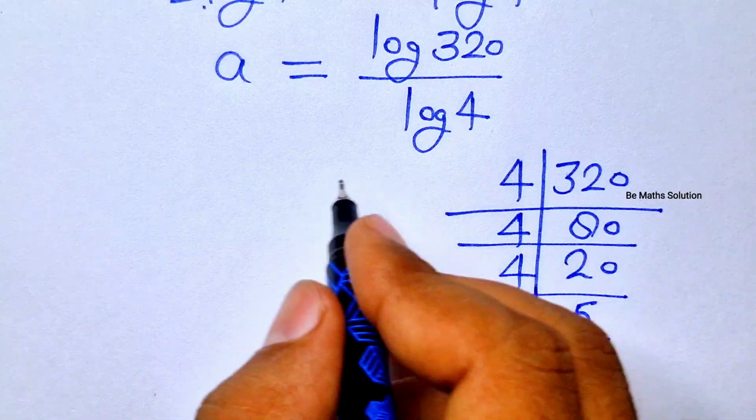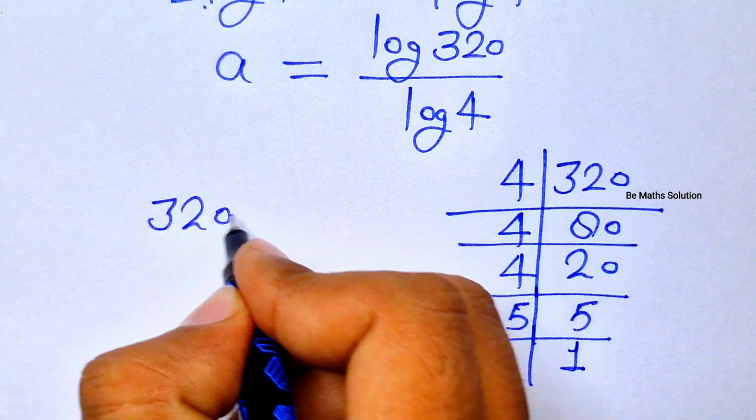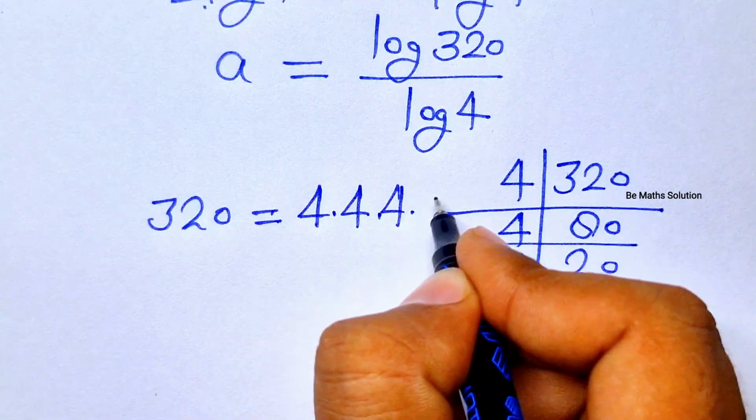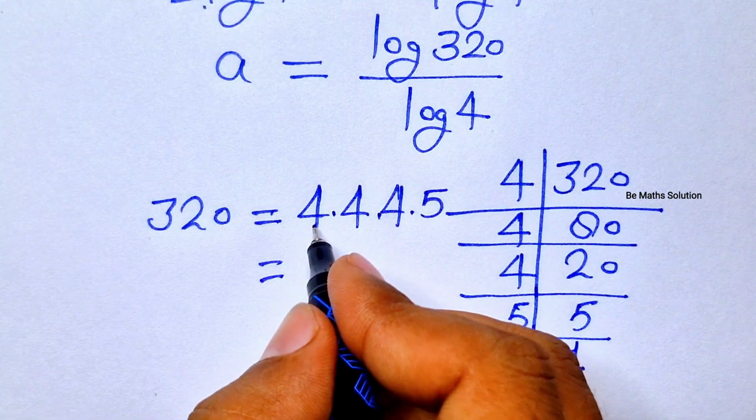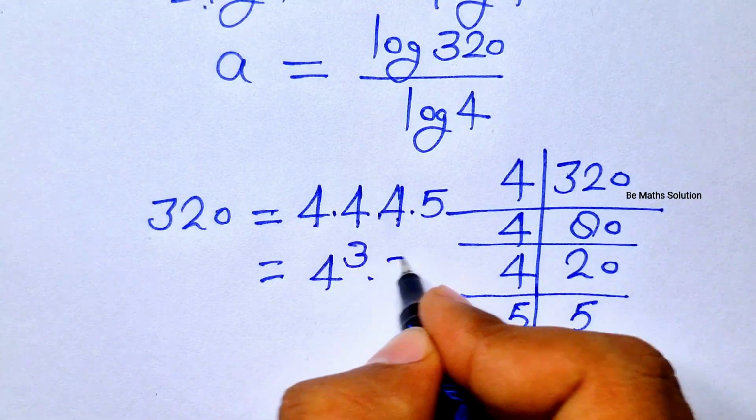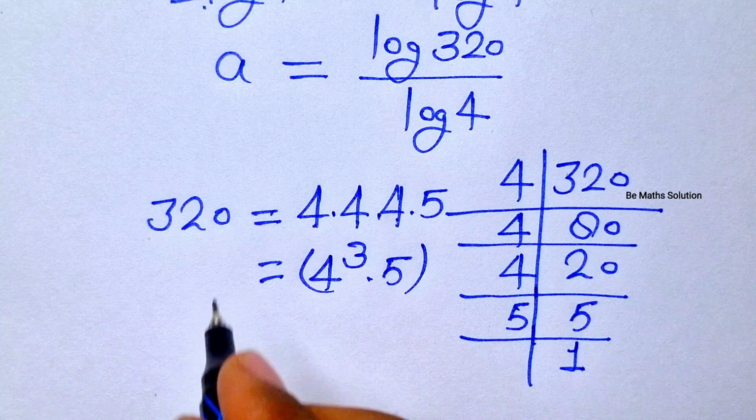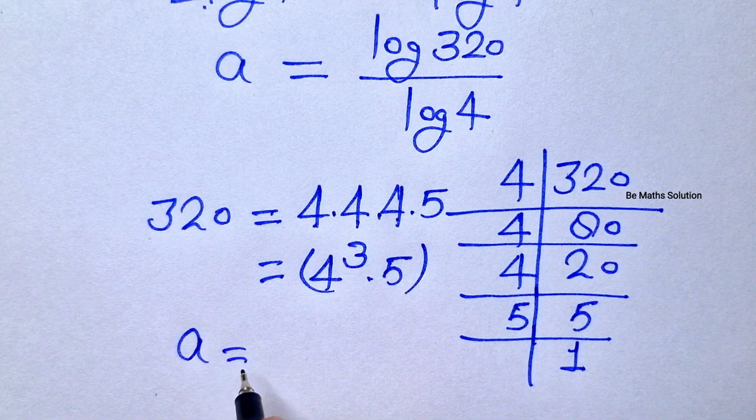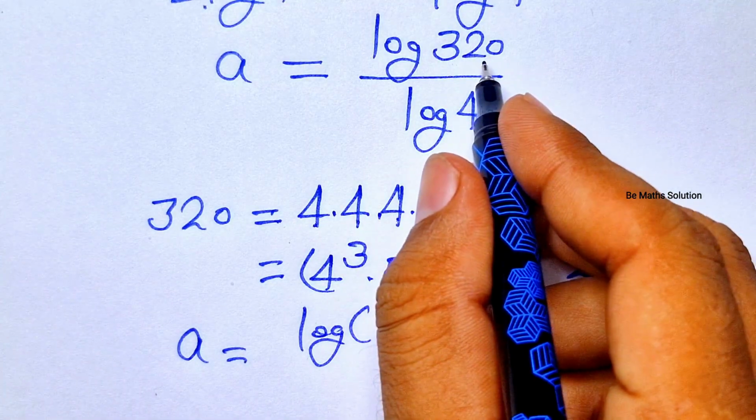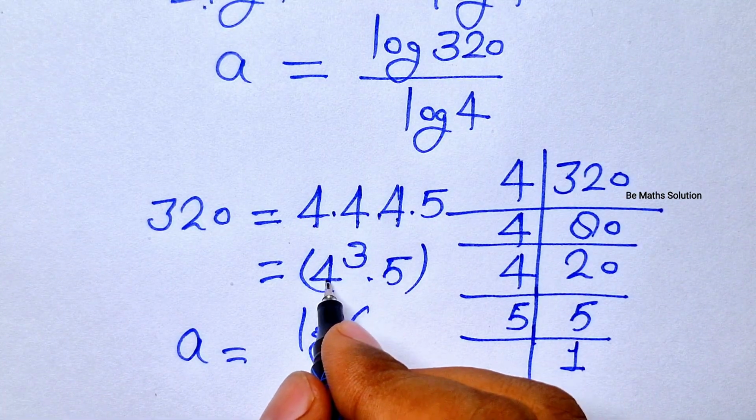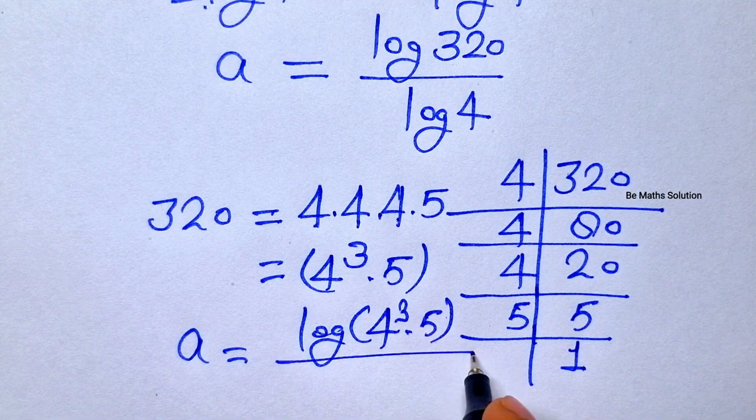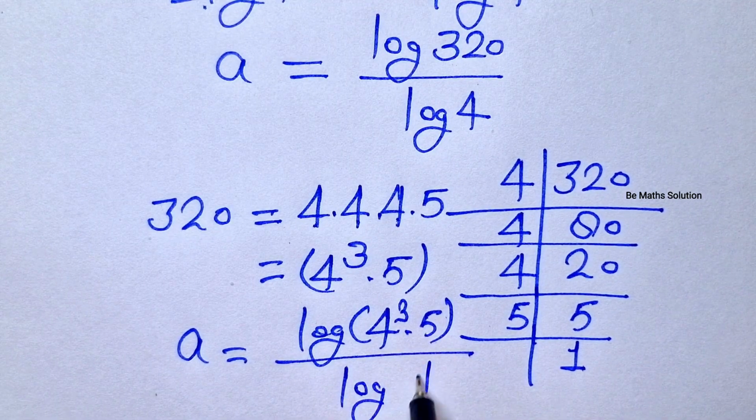Now here, 320 is equal to 4 times 4 times 4 times 5. So 4 times 4 times 4 is 4 to the power 3, times 5. So a is equal to log of (320 is the same as 4 to the power 3 times 5), then over log of 4.